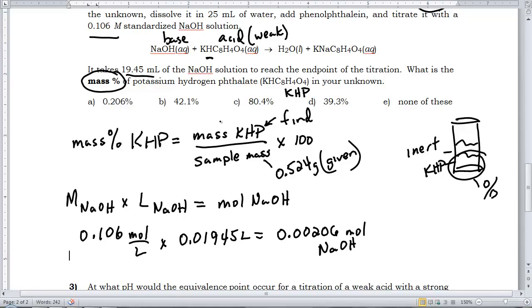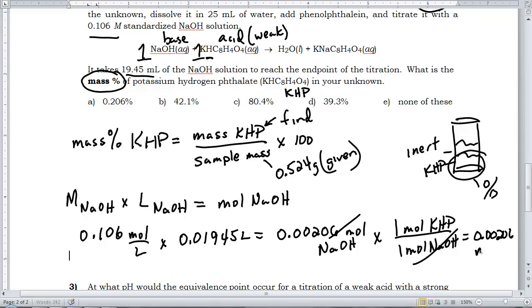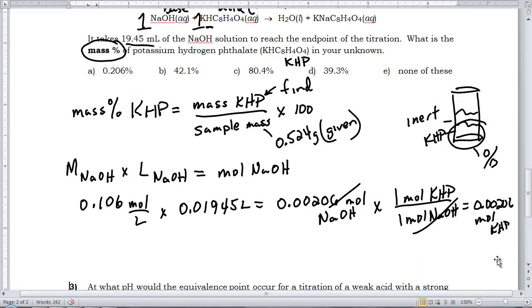We want KHP. Stoichiometry. That's not hard, right? And this is nice. 1 to 1 mole ratio. 1 mole KHP to 1 mole sodium hydroxide. So that just gives us that same 0.00206 moles KHP. Not so bad, huh? Well, we don't want moles, we want what? Yeah, we want mass.